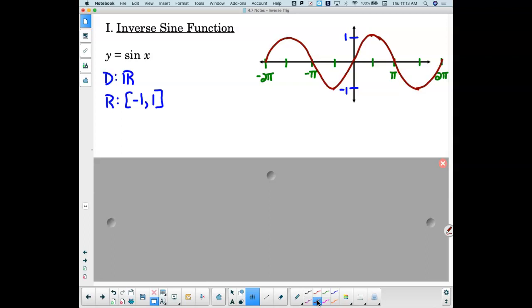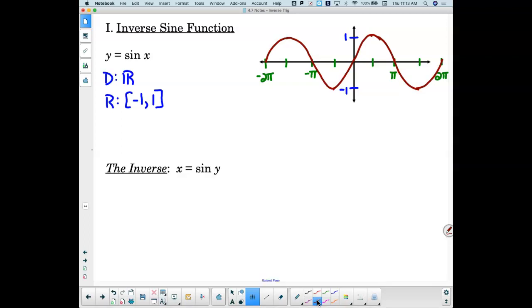Now, let's go to the inverse. Did you just flip it? What do you mean flip it? Yeah, because what's the first thing we did when we found the inverse function? Flipped it. We switched the x and the y, right? Okay. So that means my old x-axis is my new y-axis, and my old y-axis is my new x-axis.